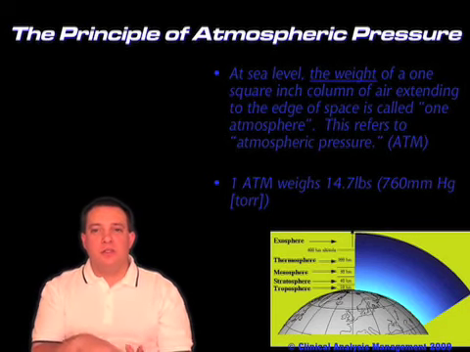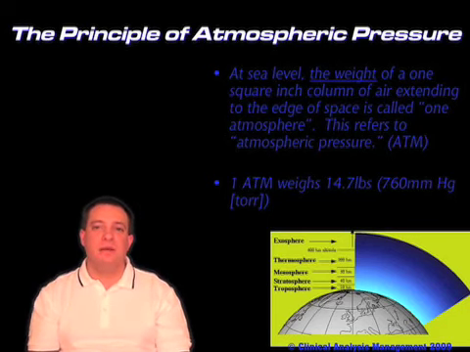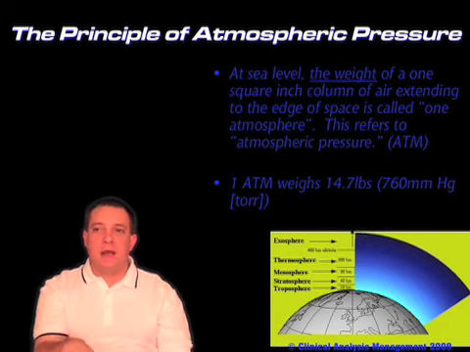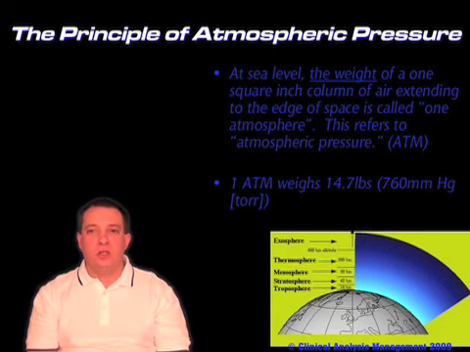Now, obviously, we can also measure that as a pressure. That's how we actually measure it in aviation, as a pressure. And so 14.7 pounds weighing down on you creates a pressure of about 760 millimeters of mercury, or about 760 torr. So there's a pretty significant pressure weighing down on you.